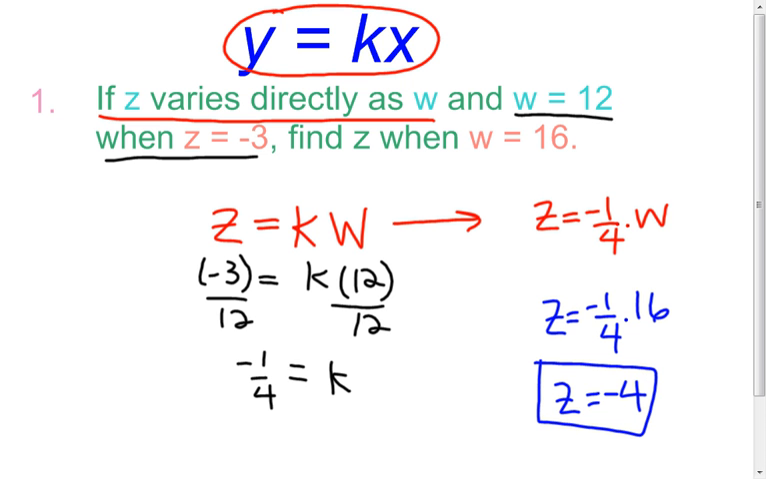But the first thing you're going to do is plug in the variables you're given at the beginning to find your constant, and then once you know your constant, go to your second sentence to plug in what you need to find the missing variable.